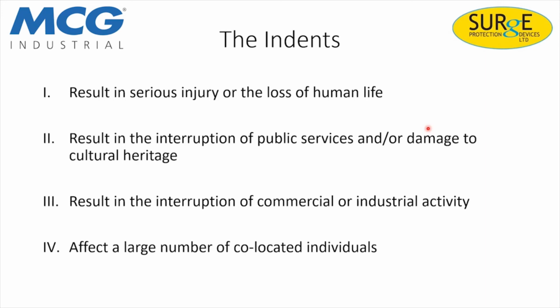And lastly is affect a large number of co-located individuals. So if you could affect a large group of people at the same time, then you would have to put surge protection in. The one I like to think about with this is like the lighting circuits in an exhibition hall. Whereas if it was at capacity and your lights went down, you would affect a large number of people.